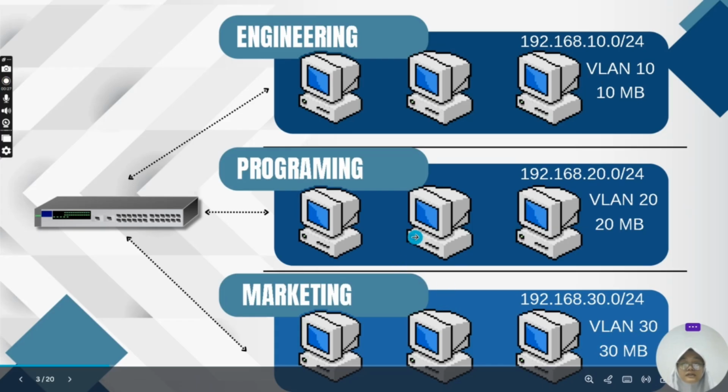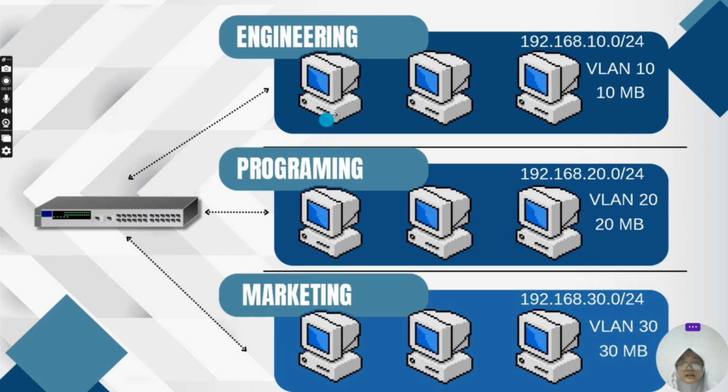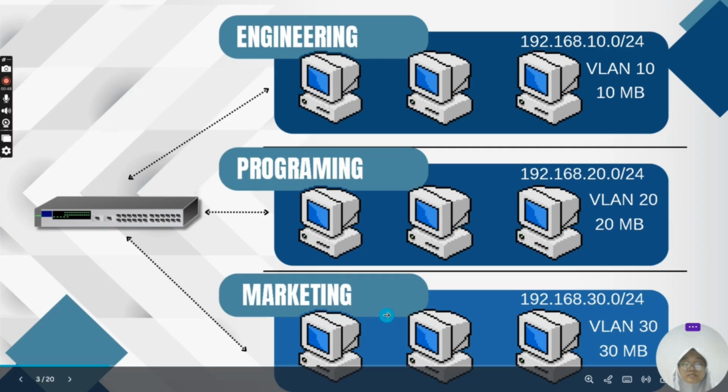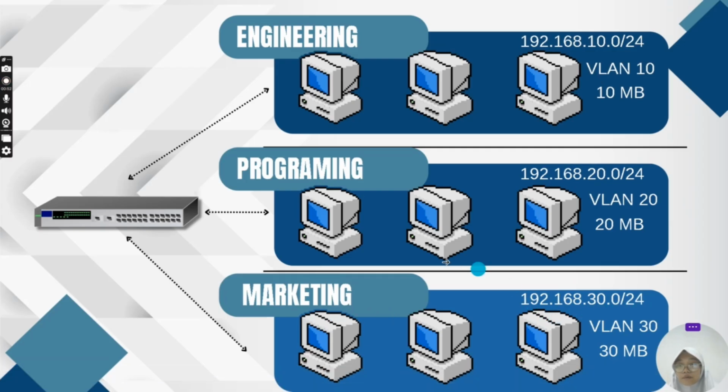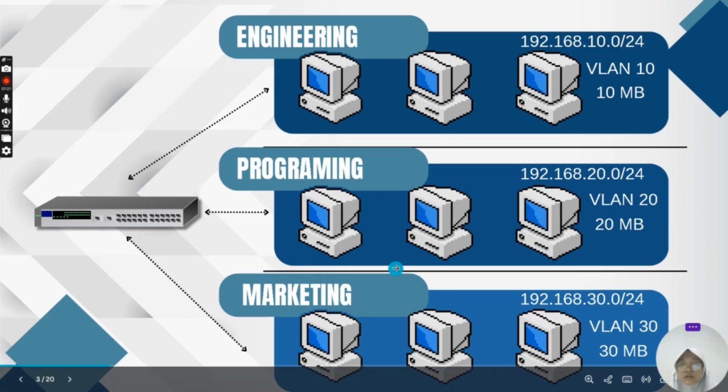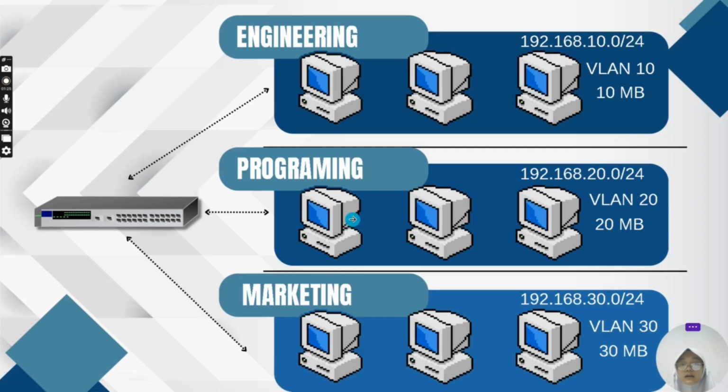Each division is assigned different IP addresses. For instance, engineering uses 192.168.10.0/24, and for programming we use 192.168.20.0/24. For marketing, we use 192.168.30.0/24. The networks are already different for each division. Therefore, each division will connect into a switch, this switch. Suppose engineering needs 10 megabytes, programming needs 20 megabytes, and marketing needs 30 megabytes, because they have different requirements and networks.